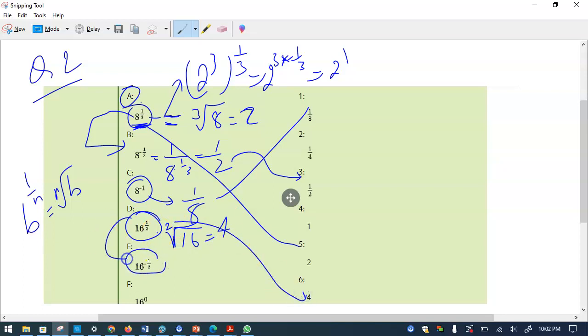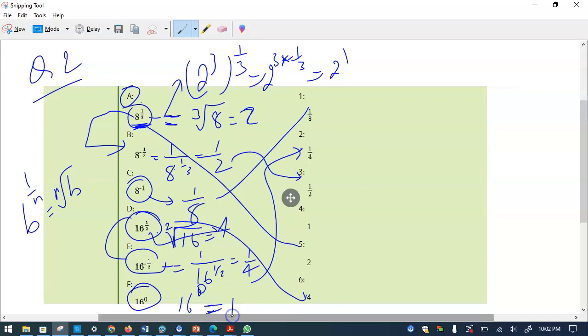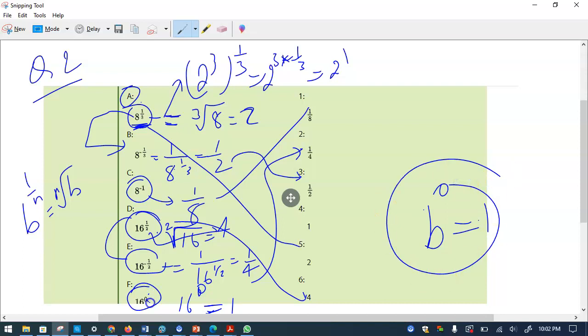The only difference from here to here is you have to drop it down and say, hey, 16 with the positive half. But we already know what 16 raised to half is, which is 4, so 1 over 4. And the final one is 16 raised to 0. Anything b raised to 0 is always 1. So naturally this will always be 1, and you're done.